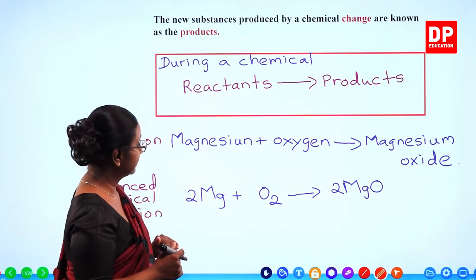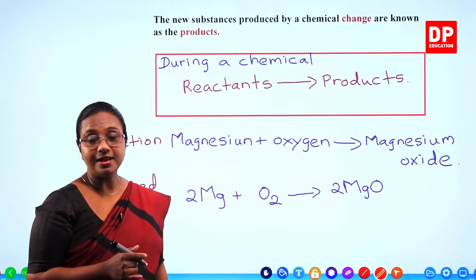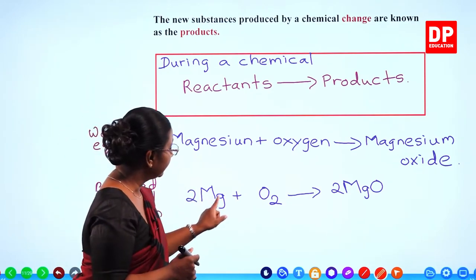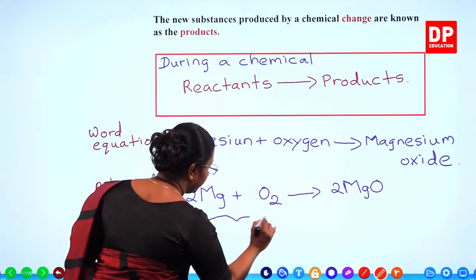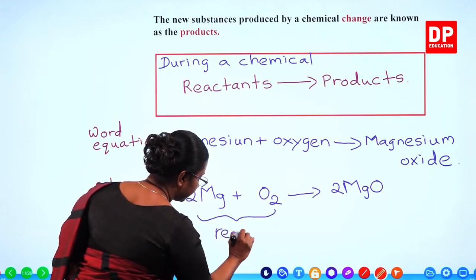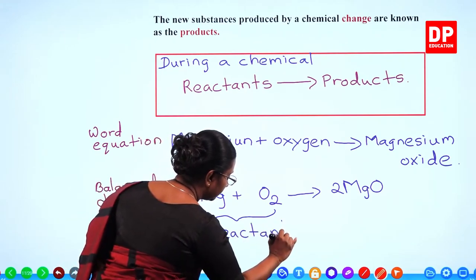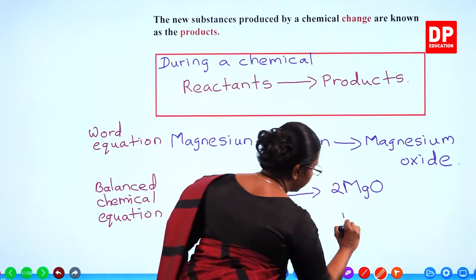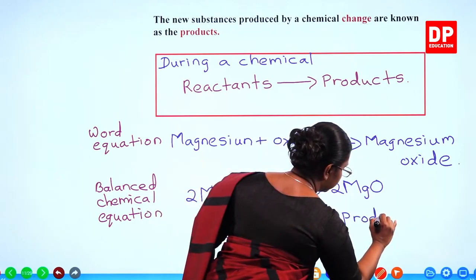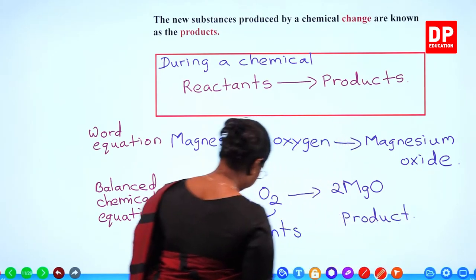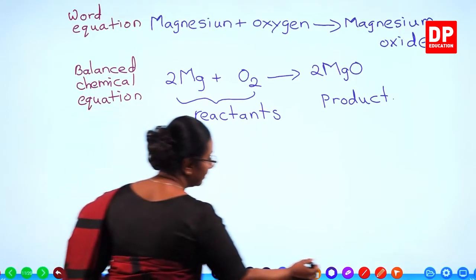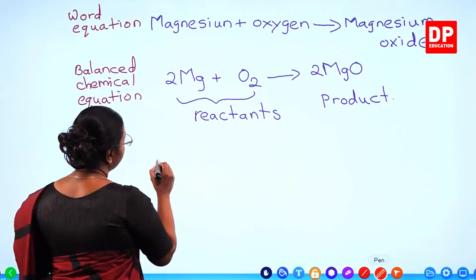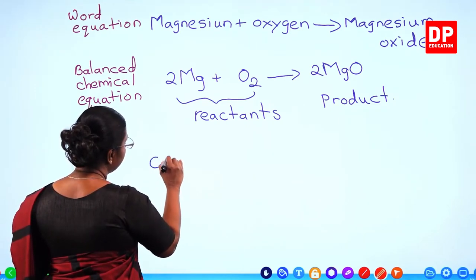So, in this, what are the reactants and products? Both magnesium and oxygen are reactants. Both these are reactants. Here we have the product. In the same way, if we look at another reaction. Now you can remember calcium carbonate.